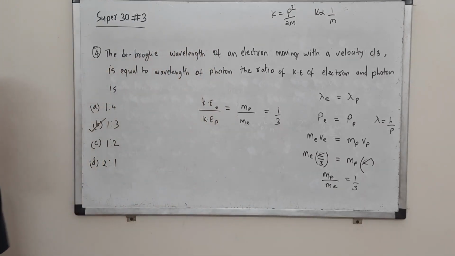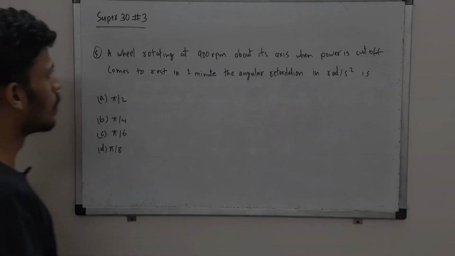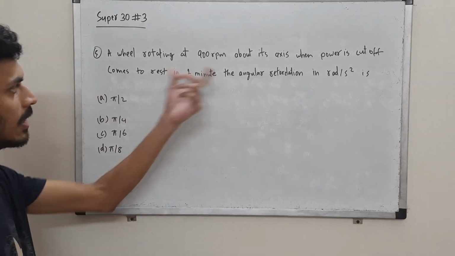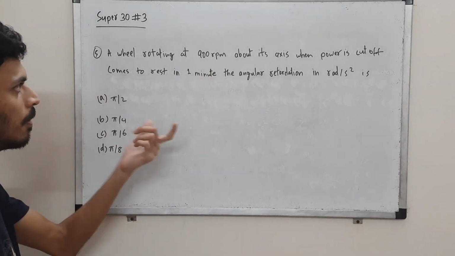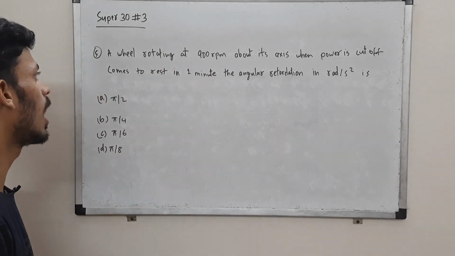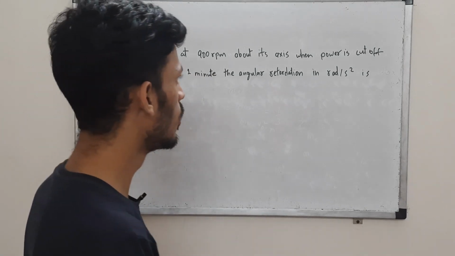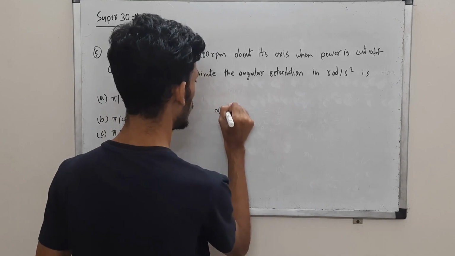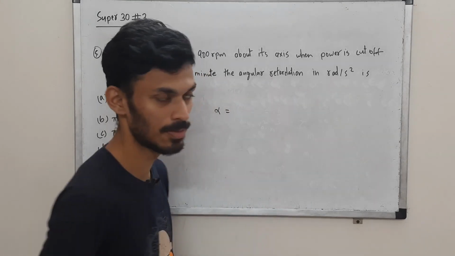Let's move to the next one. Question 5 over here. We are given that a wheel is rotating at this frequency about its axis. The power is cut off, and it will come to rest in 1 minute. You are supposed to tell what will be the angular retardation. So you are supposed to tell alpha, which is why it is in radians per second square.